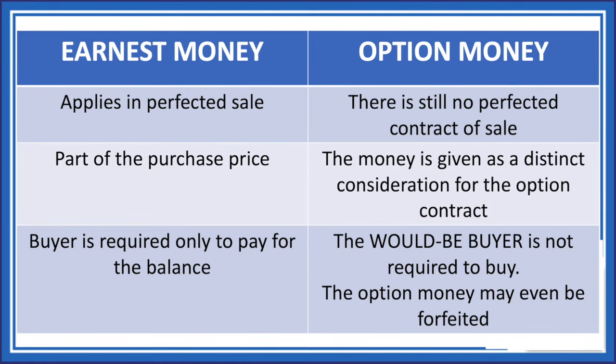Kung tutusin nga, the money is given as a distinct consideration for the option contract. And so, the would-be buyer is hindi rin required to buy. And the option money may even be forfeited. Di ba? So that's how option money and earnest money are different from each other. Ganun sila, iba sila. Kaya, i-master nyo na rin. So that is Article 1482.